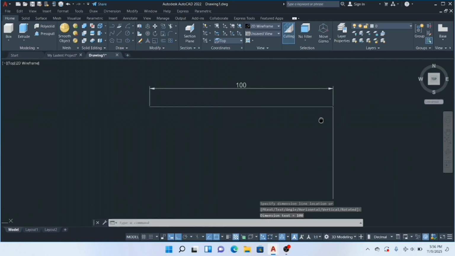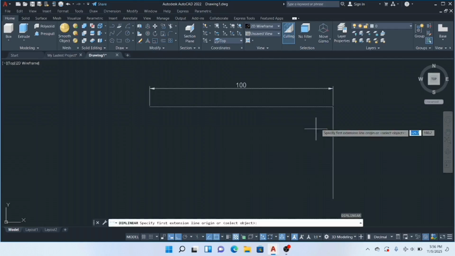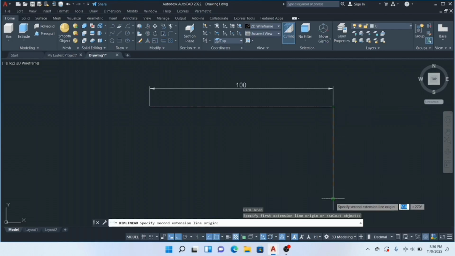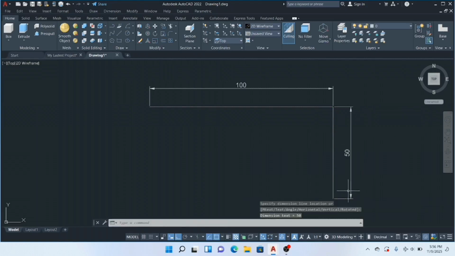The shortcut for the linear dimension is dimlin. Enter the command, and now I have my vertical line dimension, which is 50.